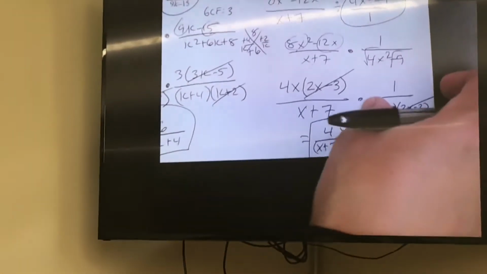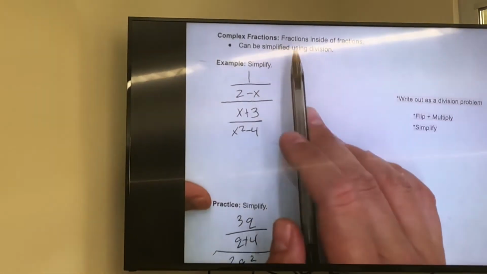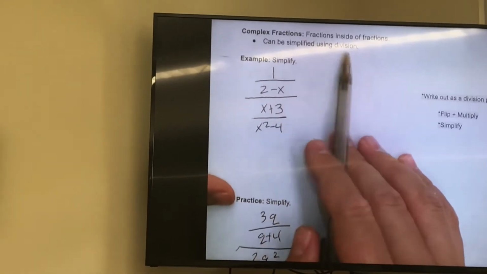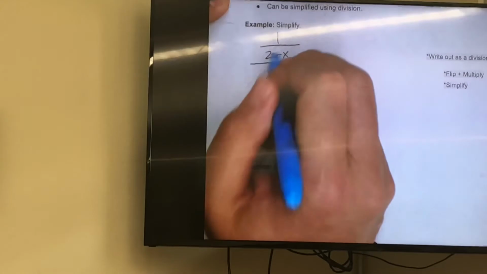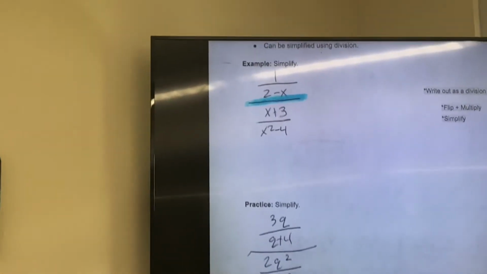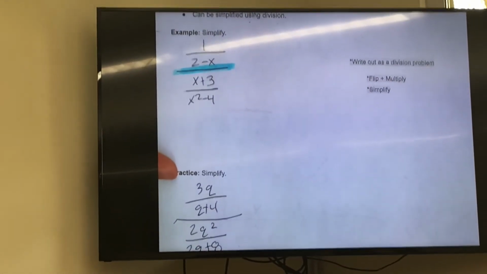All right, we're going to flip to the back example. Looking at complex fractions. These are fractions inside of fractions. They can be simplified using division. So if you look right here, I'm going to go ahead and highlight it. That is our division bar, okay?